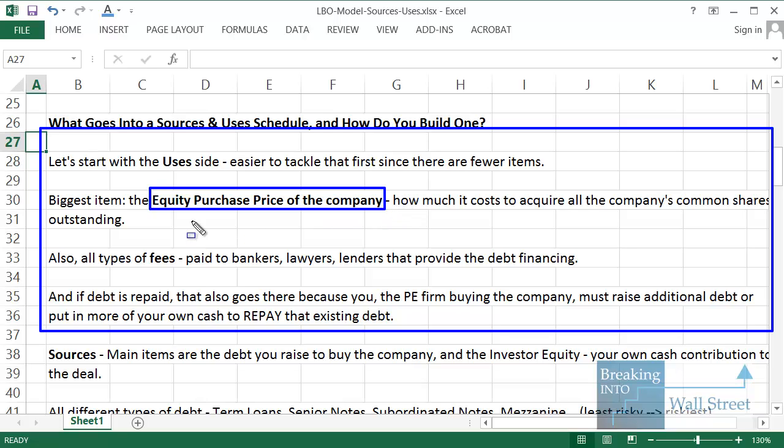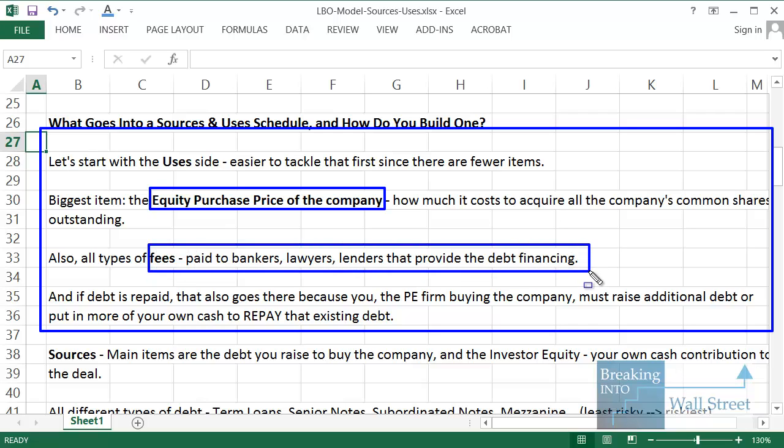And then you also have to pay fees to a lot of people. Bankers, lawyers, lenders, a lot of others advising you on the deal or providing financing, so there are fees. And then a third major category here is if debt gets repaid. So if the company already has existing debt, if that gets repaid, this also counts as a use. Why does it count as a use? Because if you're spending money to pay off that debt, you need to put in more of your own cash, or you need to raise more debt to pay it off. So those are the three main categories here.